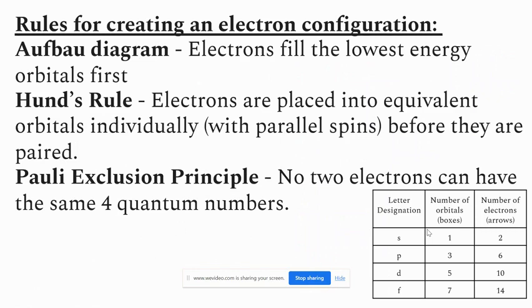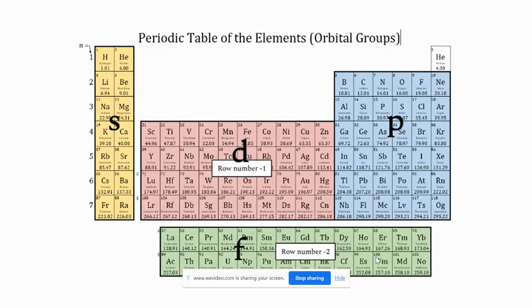All right. So rules for creating an electron configuration: they have to fill the lowest energy orbitals first. The electrons are placed into equivalent orbitals individually before they're paired up. Just like your bunk beds yesterday, you couldn't have somebody in the top bunk until the bottom bunk was filled. Do you remember that? And then no 2 electrons can have the same quantum number, which we learned about quantum numbers the other day. Okay? We know our different rules for S, P, D, and F.